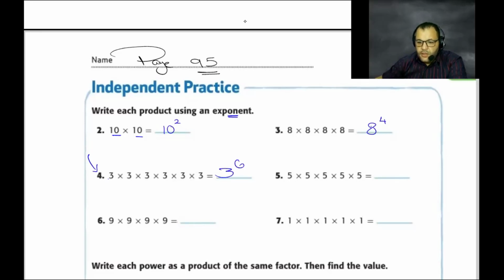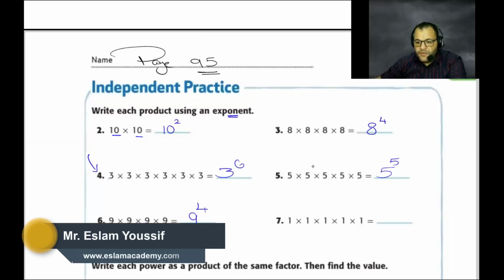We need the other one. Abdul Ghani, solve with me question number 5. 5 power 5. Okay. The second one, we need number 6. Malik, number 6 is 9 to the power of 4. Yes, number 6, 9 to the power 4. When you finish, you can mute yourself, because I will unmute you again.